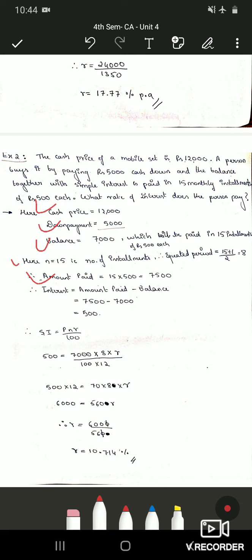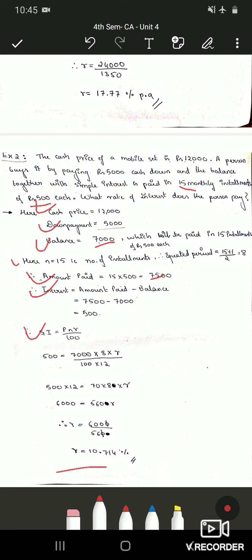Now what is amount paid? So for 15 months you are paying 500 each month, so it will be 15 into 500, you will get 7,500. Therefore what is interest? It is amount paid minus balance. So amount paid you got 7,500, balance is 7,000, therefore interest is 500 rupees. So substitute in the formula of simple interest. So interest is 500, principal amount is the balance, so it is 7,000 into 8 into r by 100 into 12. So simplify for r, you will get 10.714.